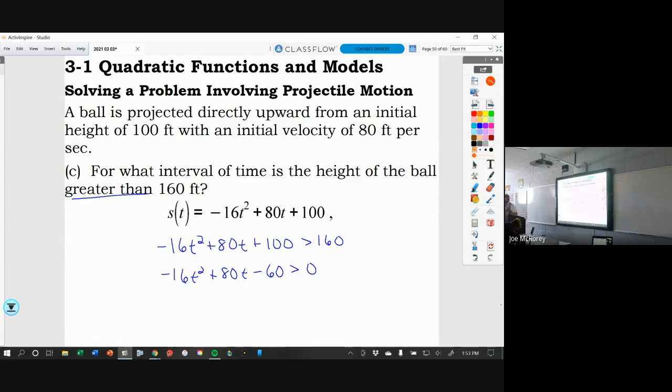Now we can quadratic formula that, or maybe factor it. I would probably factor something out of that to make the numbers smaller. If I take a negative 4 out, 4t squared minus 20t plus 15 is greater than 0. Those numbers are a lot smaller, so the quadratic formula will work nicely there.